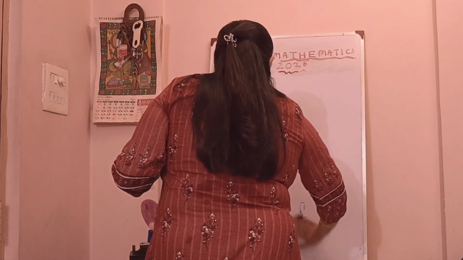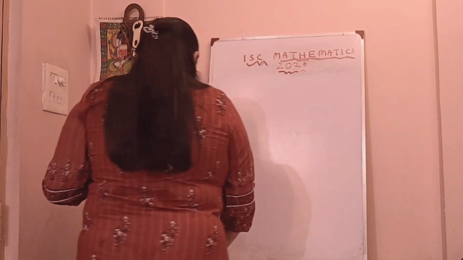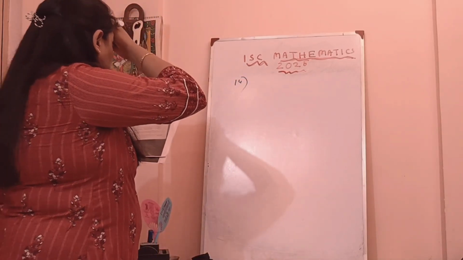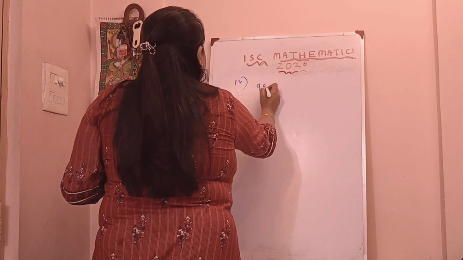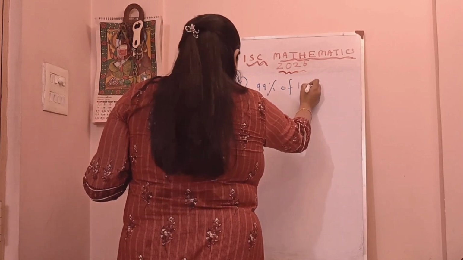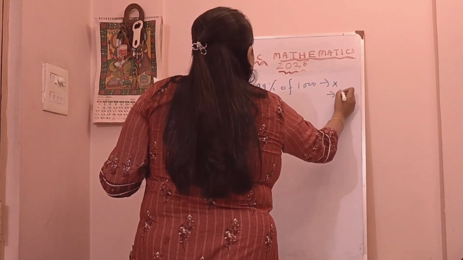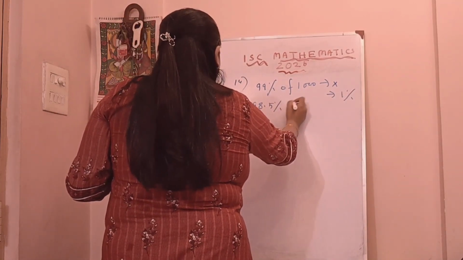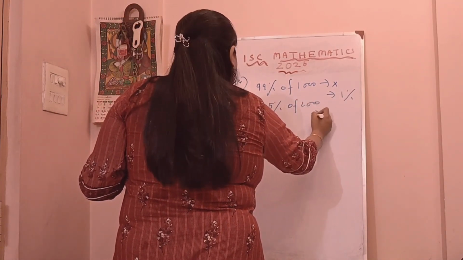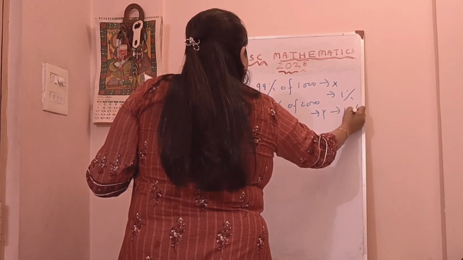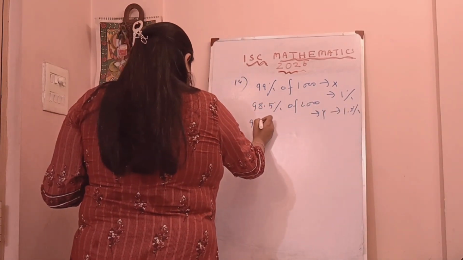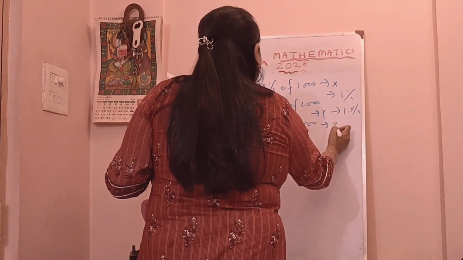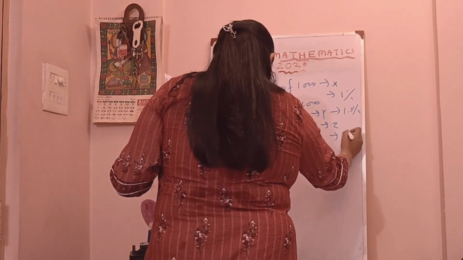So exactly what I'm saying, question number 14: 99% of 1,000 is X, so the failure is 1%. 98.5% of 2,000 is Y, so that is 1.5%. 98% of 3,000, 3,000 means Z, that is 2%. Okay?